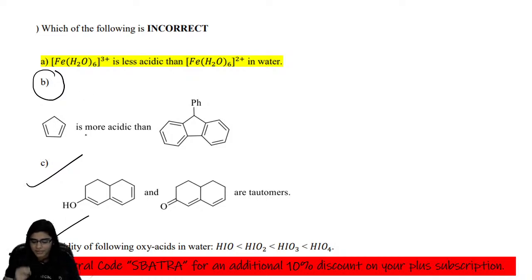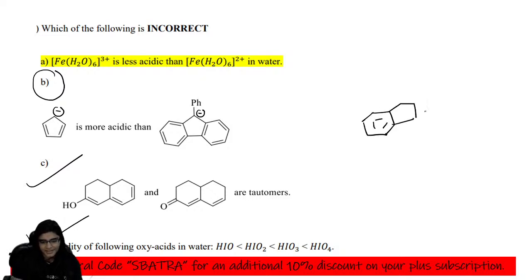Which is going to be more acidic, this one or this one? If I take the negative charge from here, we'll get something like this: a phenyl ring over here, a 5-membered ring, and this particular value like this, and a benzene ring over here.